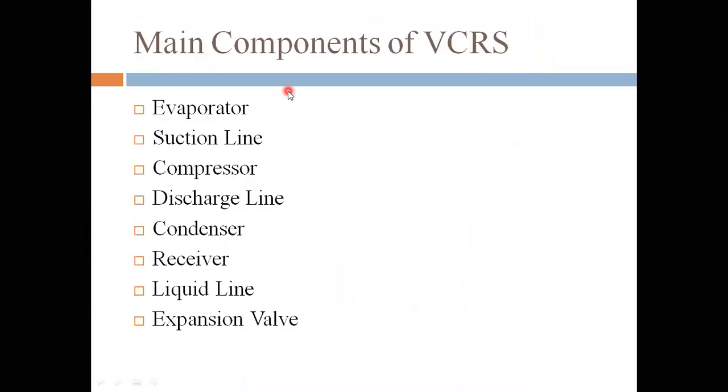Now, which are the components of the VCRS? As we discussed in the cycle, in the VCRS system, the sequence may change. First is the evaporator, then the suction line, because the compressor has a suction line. Then there will be the discharge line, because the compressor receives the low pressure vapor from the suction line and discharges the high pressure vapor. So it requires a discharge line from the compressor. It goes to the condenser. Then there will be the receiver, the expansion valve, the liquid line, and then the evaporator.